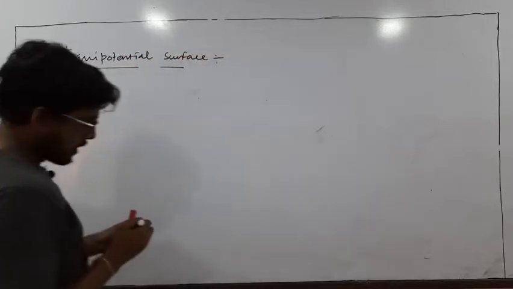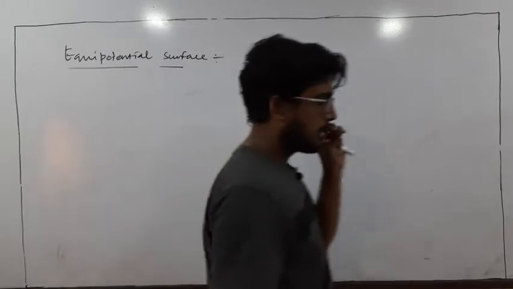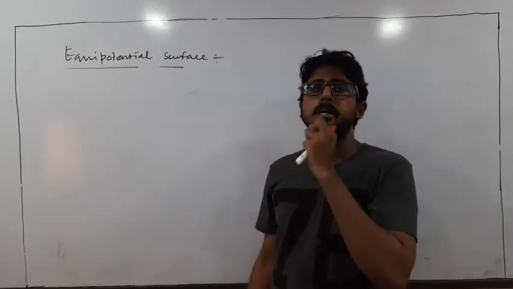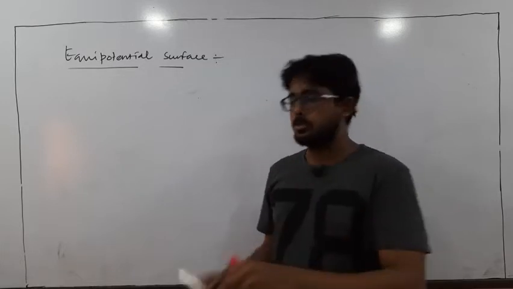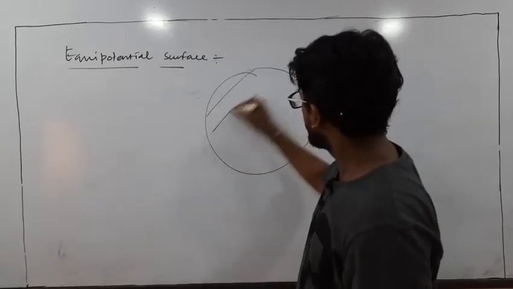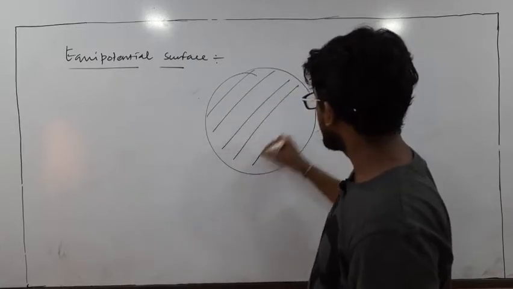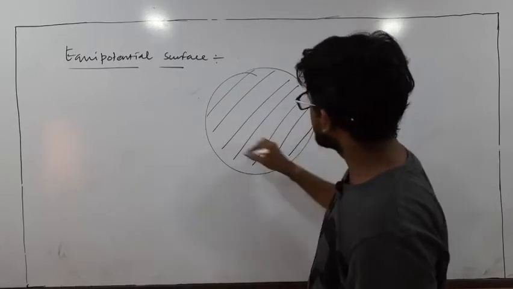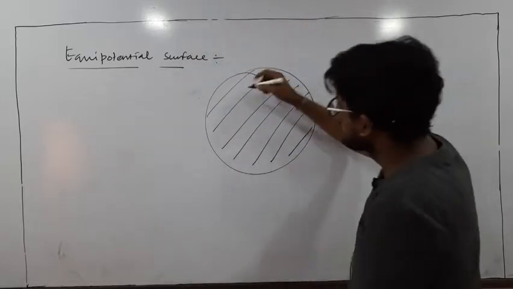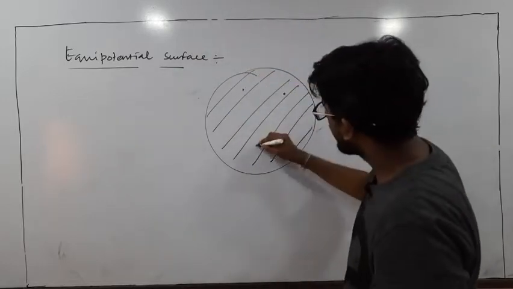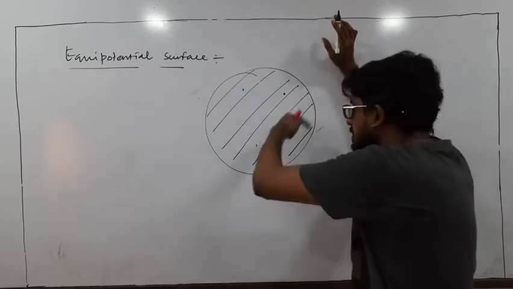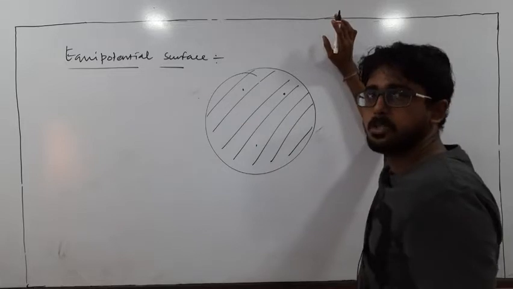So an equipotential surface, as the definition says, is a surface where each and every point has the same potential. If I am considering a surface and all the points lying on this surface have equal potential, then this surface is known as an equipotential surface. Here is a point, here is a point, or any point on this surface has equal potential, so this region or surface is known as an equipotential surface.